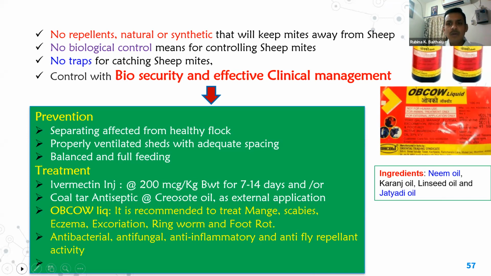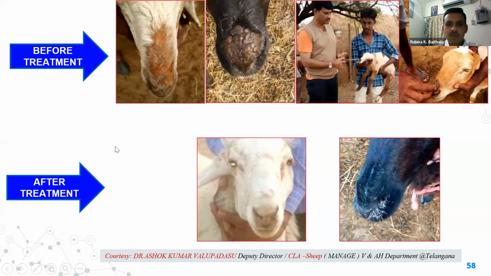I can show you a very good result. This is before treatment. The animal is showing typical facial eczema in sheep, the black muzzle. After application of this Opcow liquid, a miraculous result. You can see after treatment, new hairs are coming and the muzzle is completely healed. So you can use such topical application for the control of facial eczema, particularly in Andhra Pradesh and Telangana.